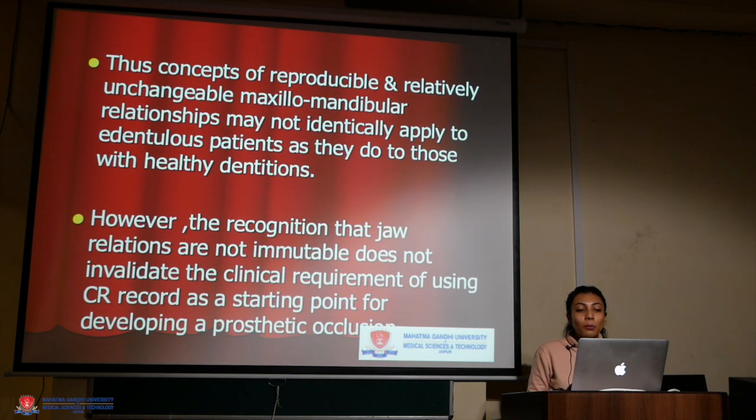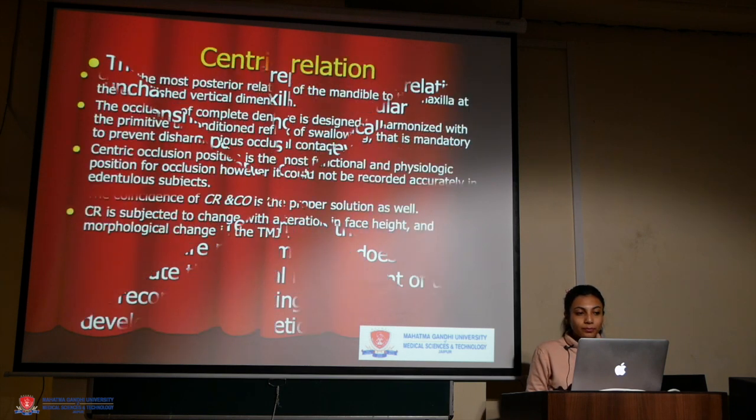Thus, the concept of a reproducible and relatively unchangeable maxillomandibular relationship may not apply to edentulous patients as it does to those with healthy dentition. However, the recognition that jaw relations are not immutable does not invalidate the clinical requirement of using a centric relation record as a starting point for developing a prosthetic occlusion.